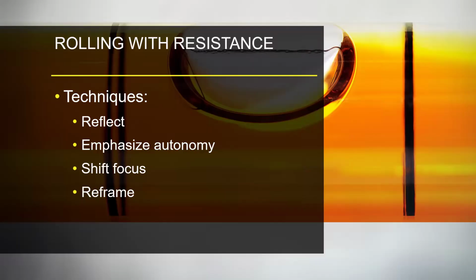And so what we do is we reflect, we emphasize autonomy, we shift the focus, and we reframe. Anytime we are rolling with resistance, the techniques are: reflect, emphasize autonomy, shift the focus, and reframe. Not argue, not shame, not push, not coerce, not force. In rolling with resistance, we use reflection, we emphasize autonomy, we shift the focus, and we reframe.